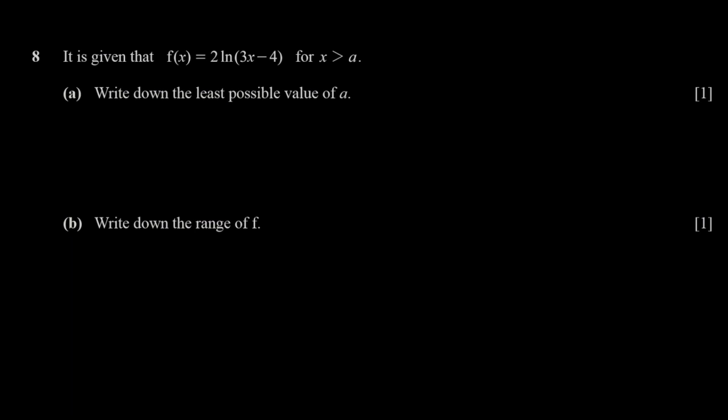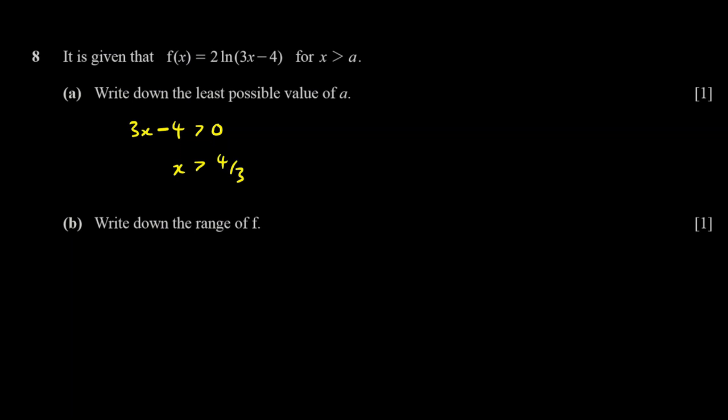You need to know that the input for the ln function, this thing here, must always be greater than 0. So it can't be equal to 0, it can't be less than 0. So we're going to state that 3x minus 4 must be greater than 0, and therefore x must be greater than 4/3. That means that a is equal to 4/3, or that is the least possible value of a.